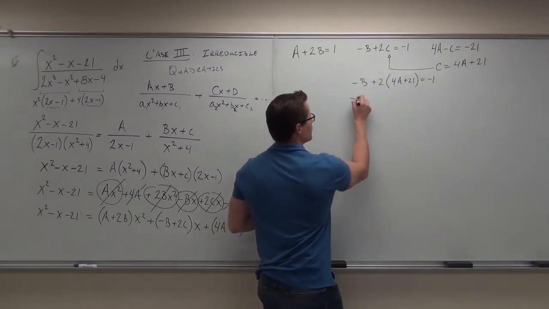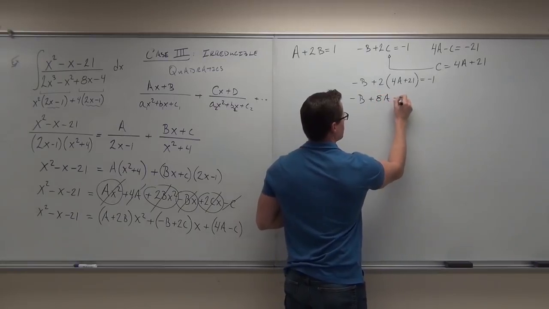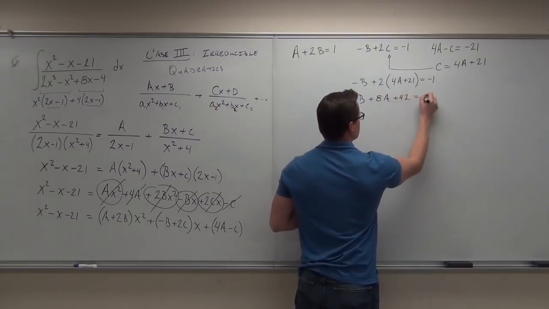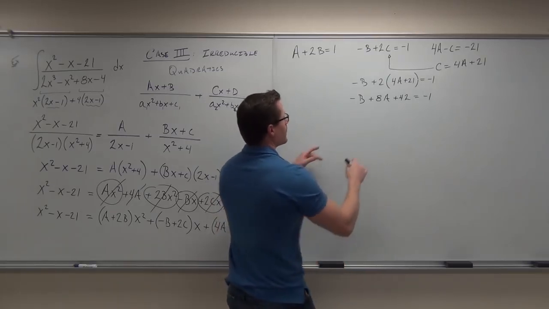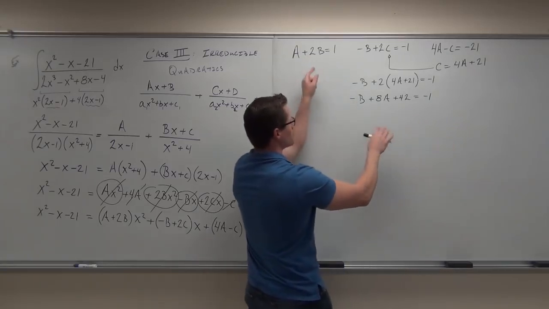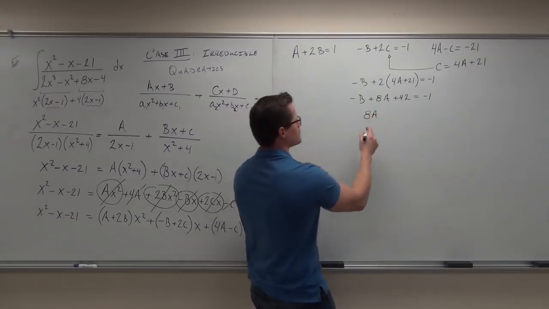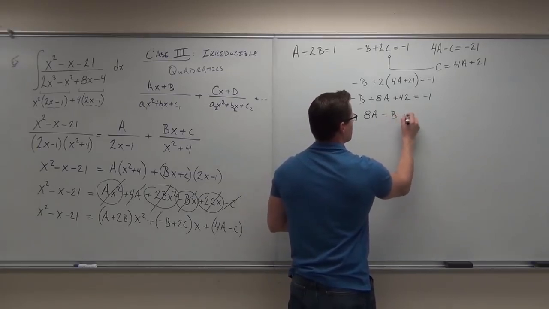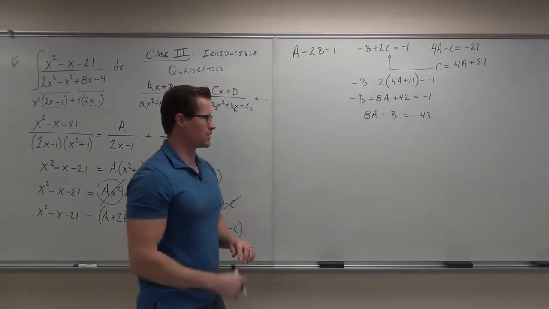Let's do a little distribution. So negative b plus 8a plus 42 equals negative 1. Are you still with me, folks? Okay, now I'm going to get my a's and b's on one side. I'm going to get my constants on the other side, because that's how this one looks. I'll probably write my 8a first. My minus b equals negative 43. You still okay with that?